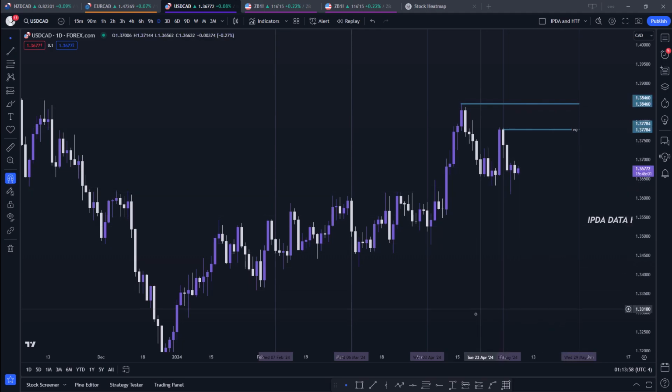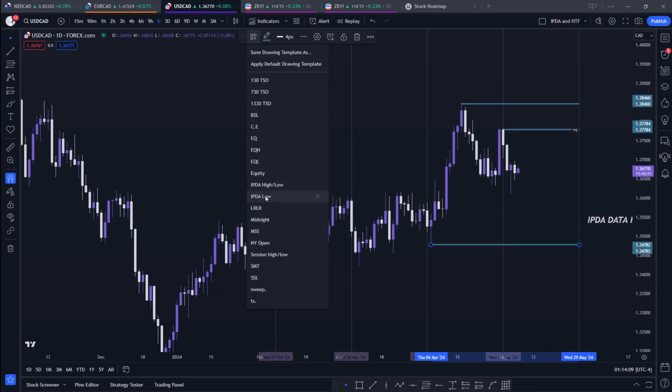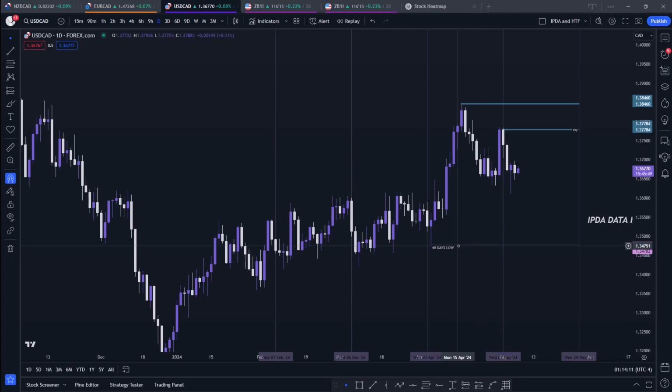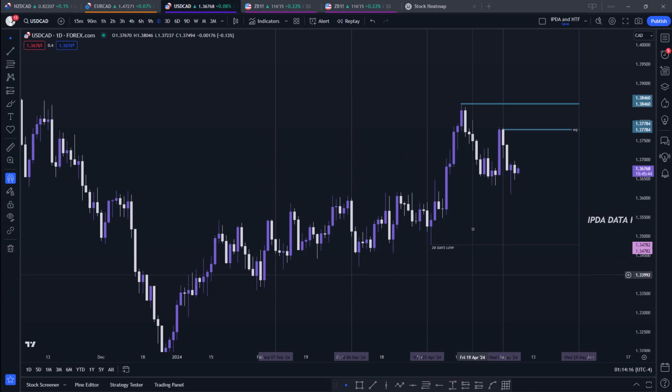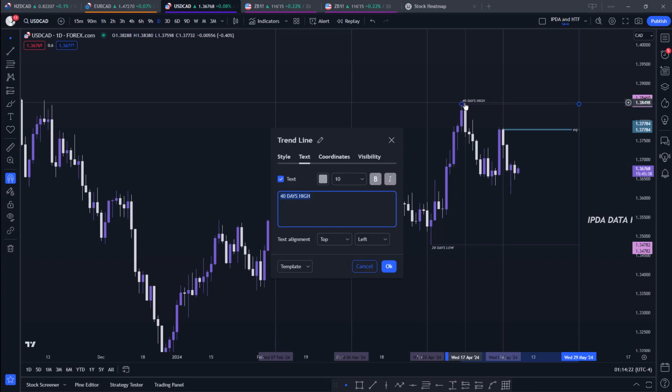And in the same way, you can all agree that this is the lowest point of the 20 days look back right there. So this now becomes my IPTA data range low. Well, technically it's not the 40 days low, it's the 20 days low. And in the same way, this becomes the 20 days high, like so.